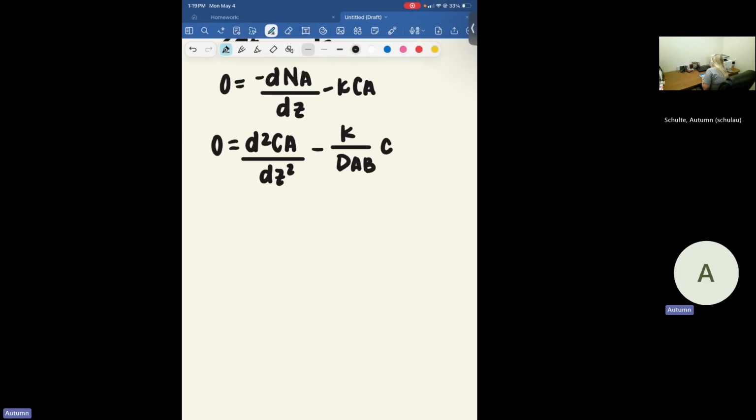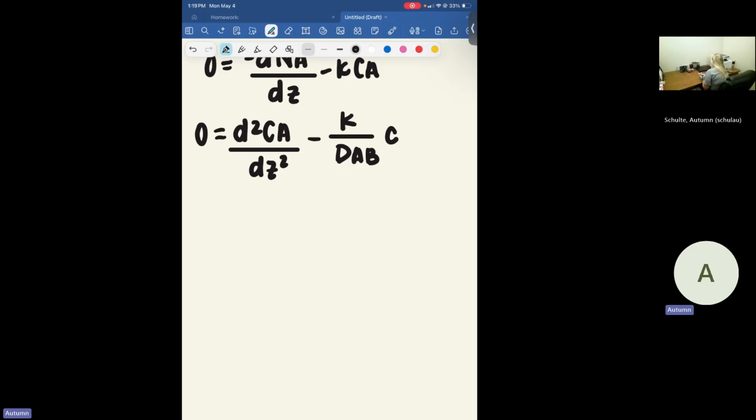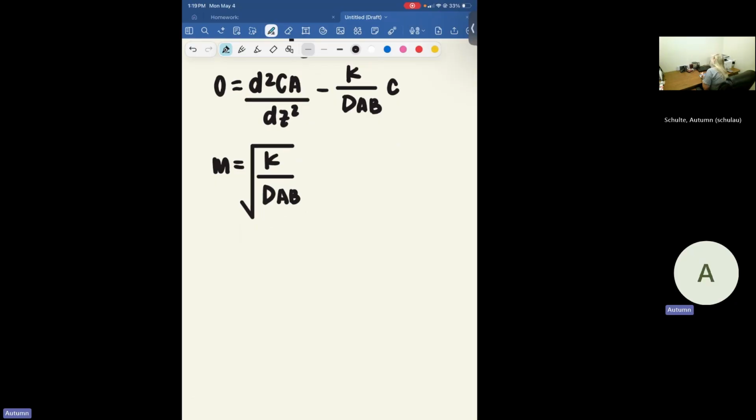So we want to solve for C, like I said, and we're going to need some sort of unit to help us do that. This unit is going to be called M. And this M unit is going to be equal to the square root of our reaction rate K divided by the diffusion coefficient of A through B. So now we can plug that in. This is going to be the second derivative of our concentration of A with respect to Z is equal to M squared multiplied by C.